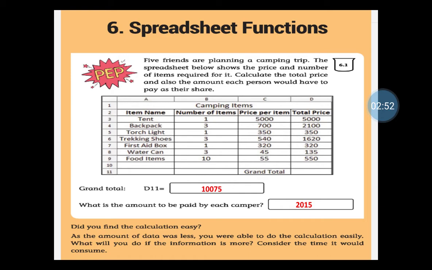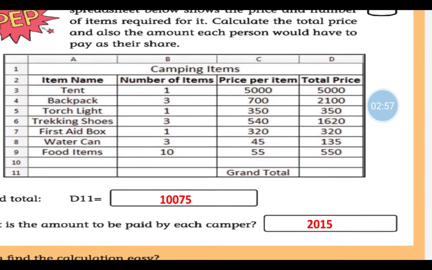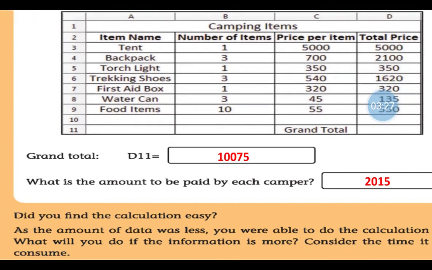So for grand total, D11 is the cell address you have to see. These amounts only you have to add. So here the cell address is D11, and here only you have to write. You just add these numbers, 5000, 2100, all these amounts. After adding, the amount will come, and you write it in this box. I have already added these numbers. So the total amount is 10,075.